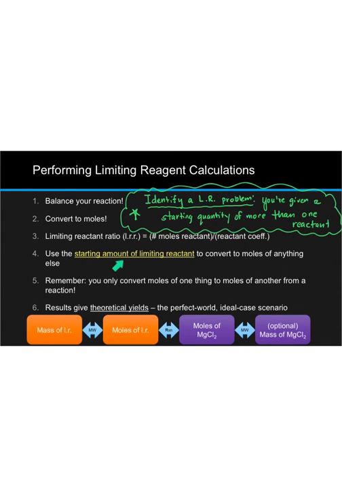We can then use the starting amount of the limiting reactant and the limiting reactant alone to convert to moles of any other component of our reaction. And again, we can only convert moles of one thing to moles of another from a balanced reaction. A flow chart might look like this. We can convert from a mass of limiting reactant, if given one, to moles of a limiting reactant using a molar mass. From moles of our limiting reactant into moles of, say, a product. And, if needed, from moles of a product into mass of a product. Let's do a specific example and determine a theoretical yield.